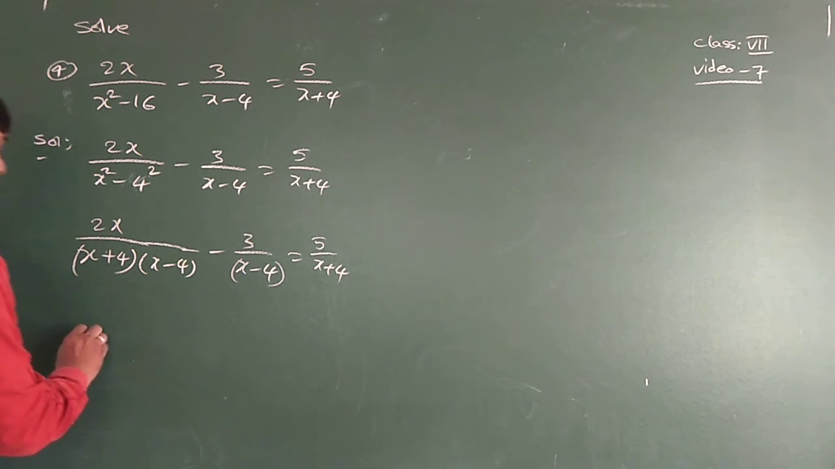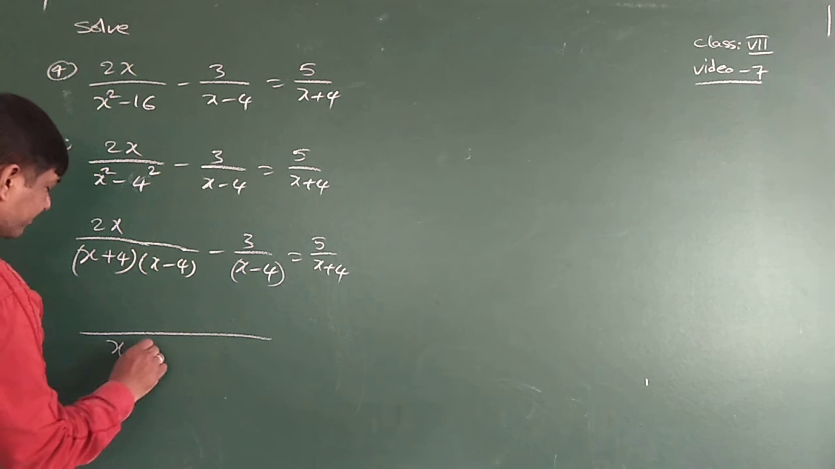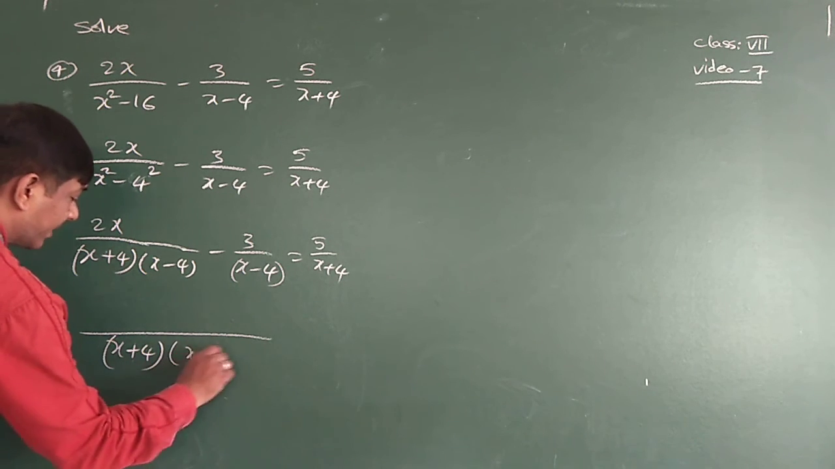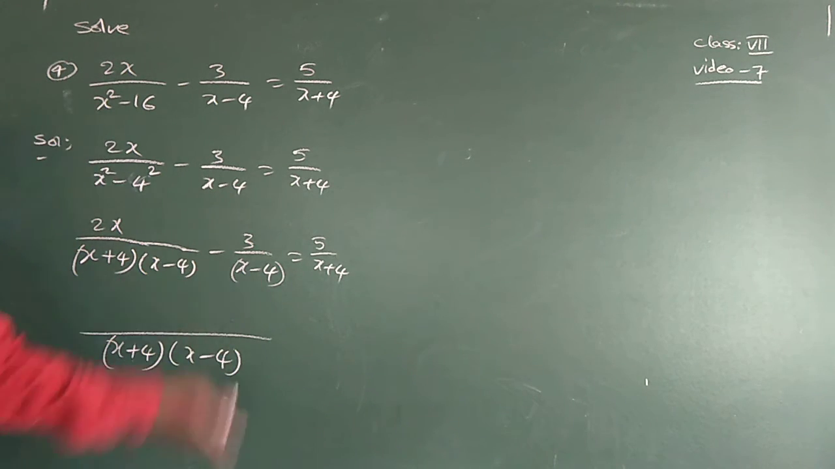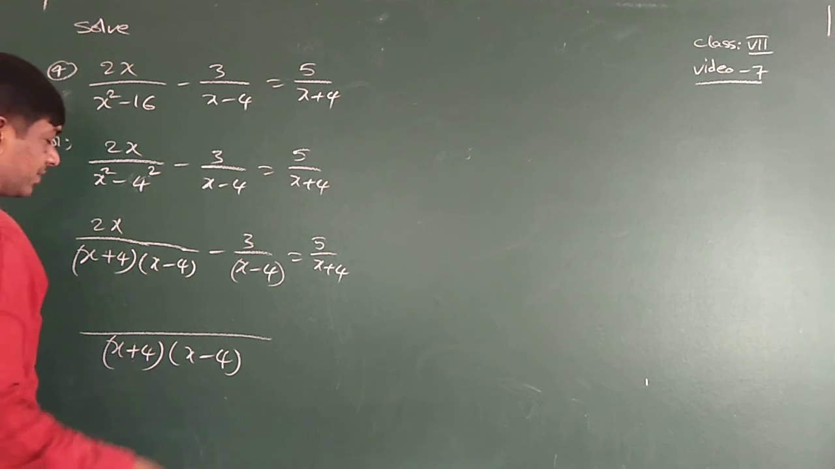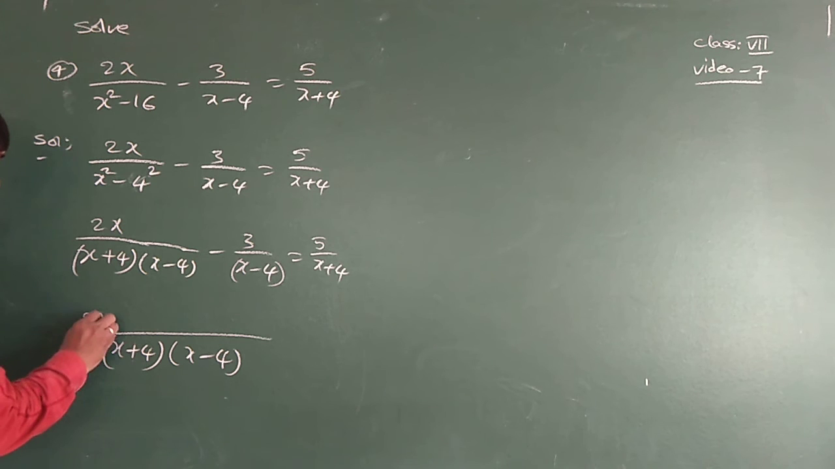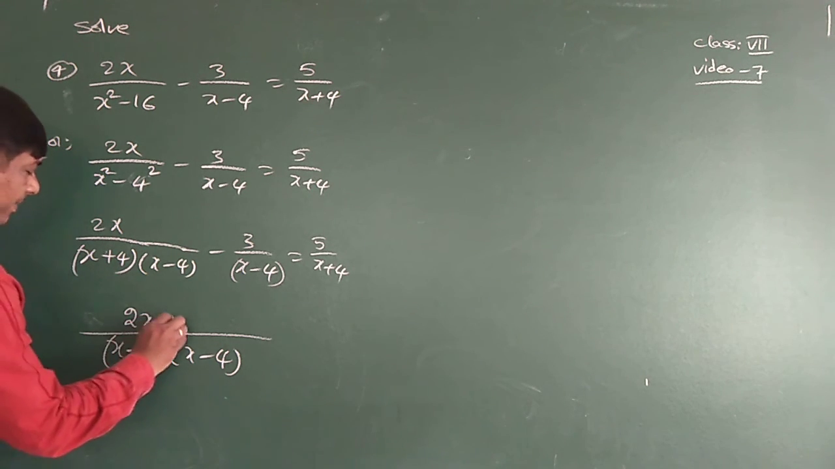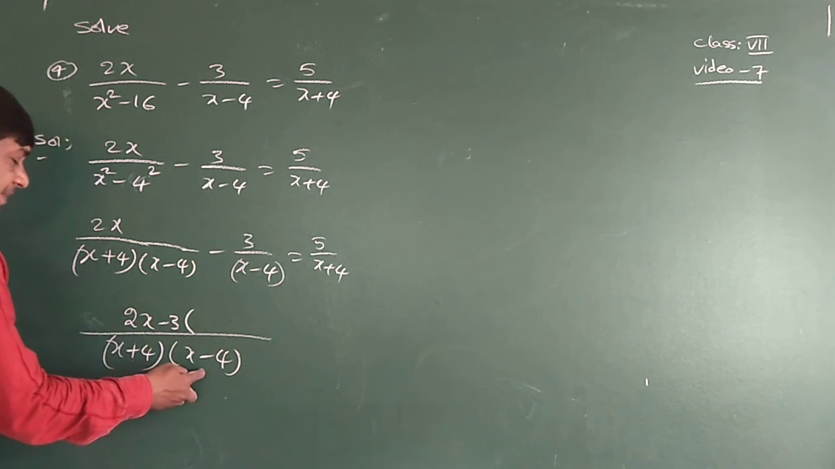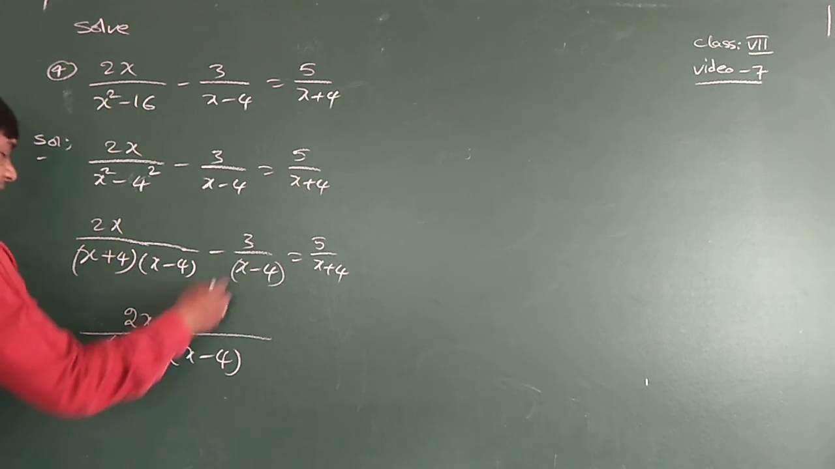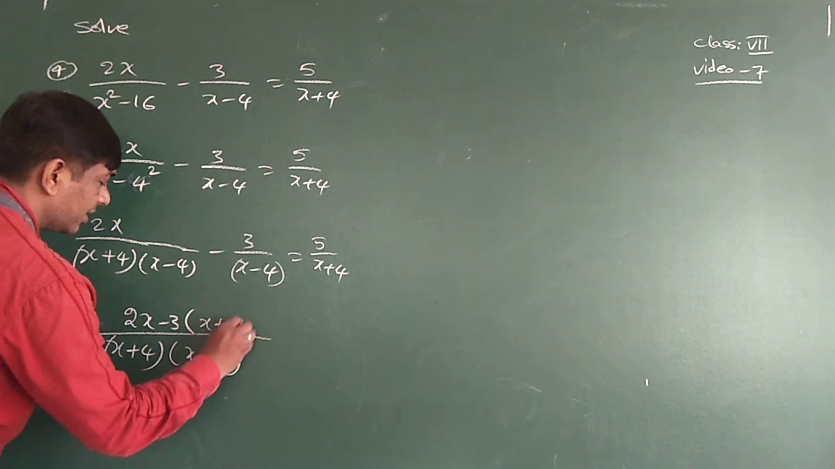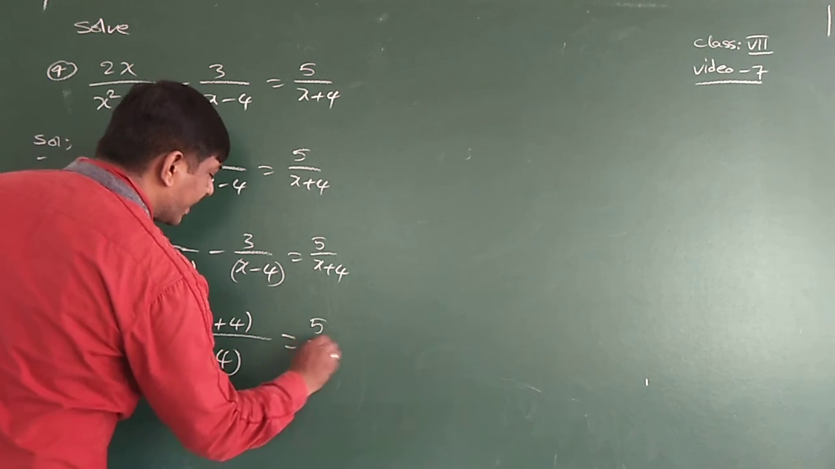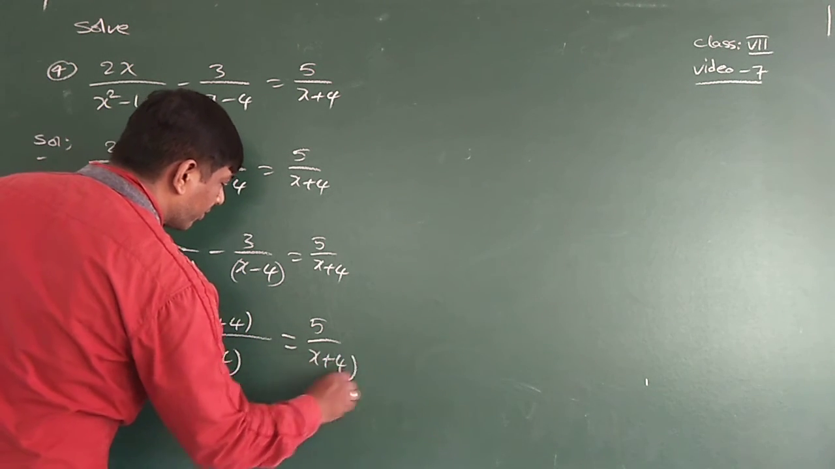Now take the LCM on the left side, x plus 4 into x minus 4, because in the second term also the denominator x minus 4 is there. So here you have x plus 4 and x minus 4. Now 2x is as it is because these two terms are there. Then minus 3 into x plus 4, is equal to 5 by x plus 4.